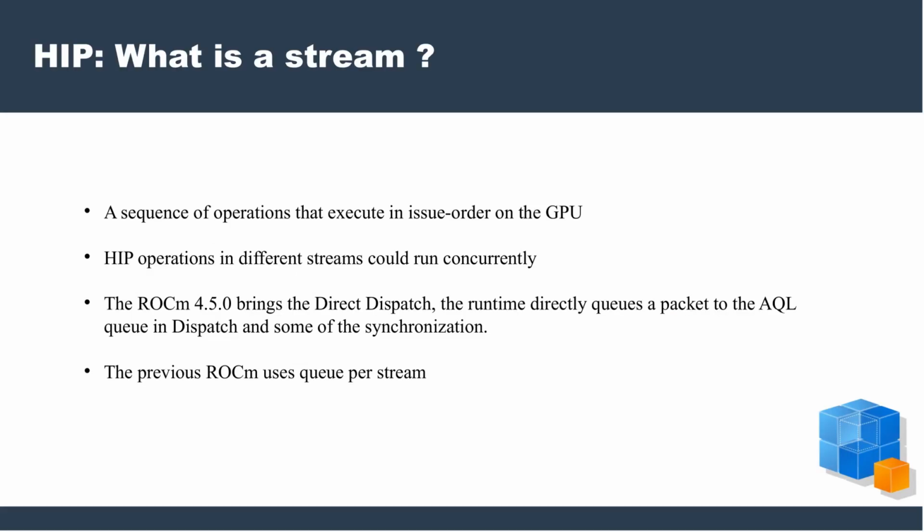A stream in Heterogeneous-computing Interface for Portability is a sequence of operations executing in issue order on the graphics processing unit. Operations in different streams can run concurrently. Radeon Open Compute 4.50 introduces direct dispatch, directly queuing packets to the Architected Queuing Language queue, enhancing synchronization. Previously, Radeon Open Compute used a queue per stream, limiting concurrency.